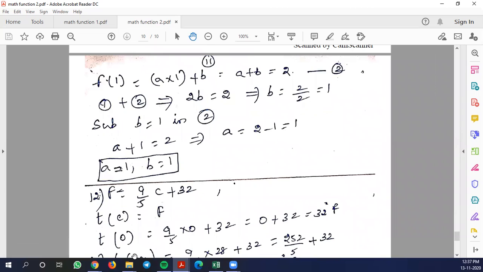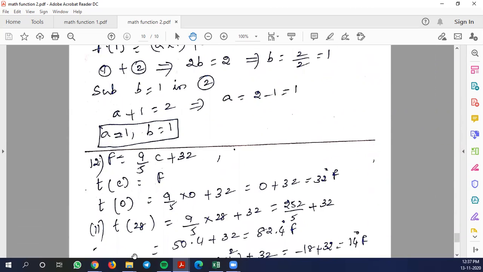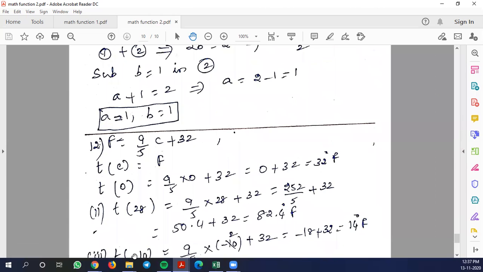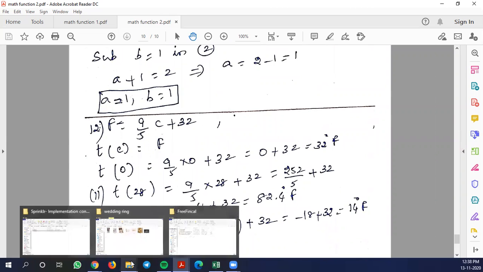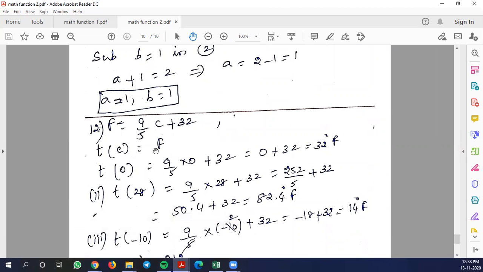Now, the 12th sum, the last sum. F is equal to 9 by 5 Celsius plus 32, the temperature. It is given that T of C equal to F, in the sum itself. And we are going to find out T of 0.